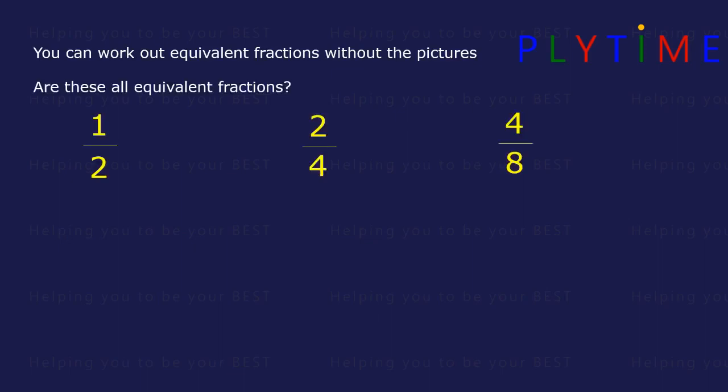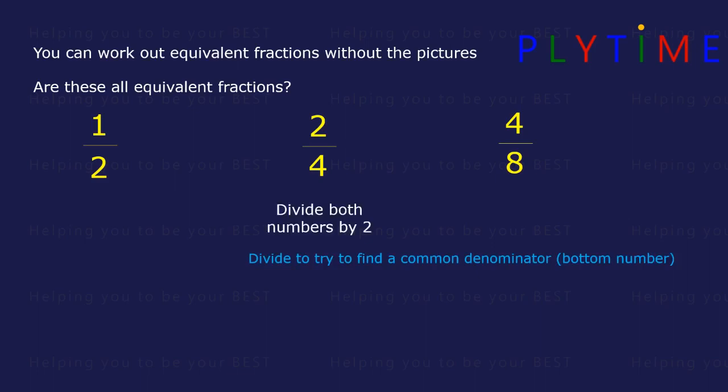Are these equivalent fractions: 1/2, 2/4, 4/8? We divide to try to find a common denominator, or the bottom number. With 2/4 we divide both numbers by 2. 2 divided by 2 is 1 and 4 divided by 2 equals 2. That's a half. Let's divide both of these by 4.